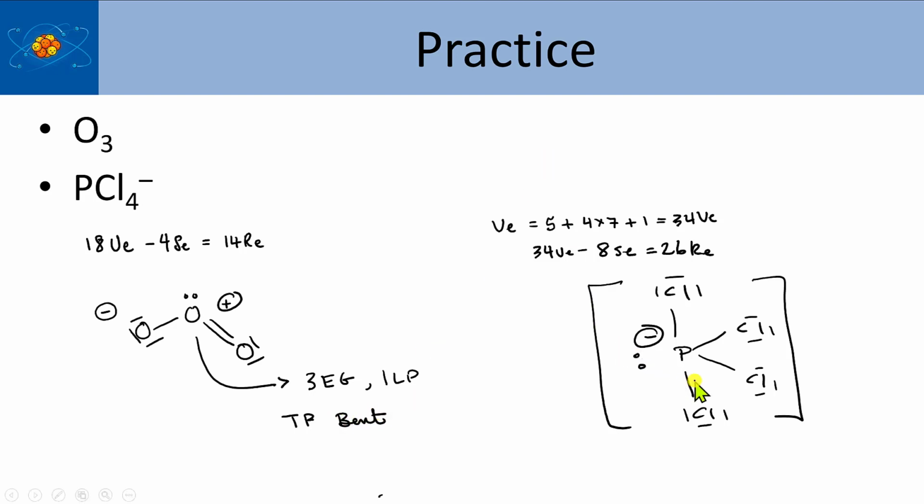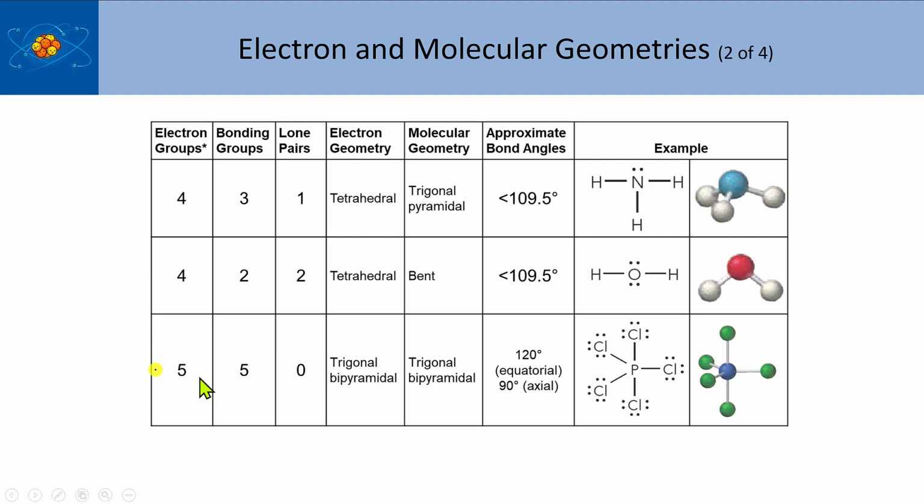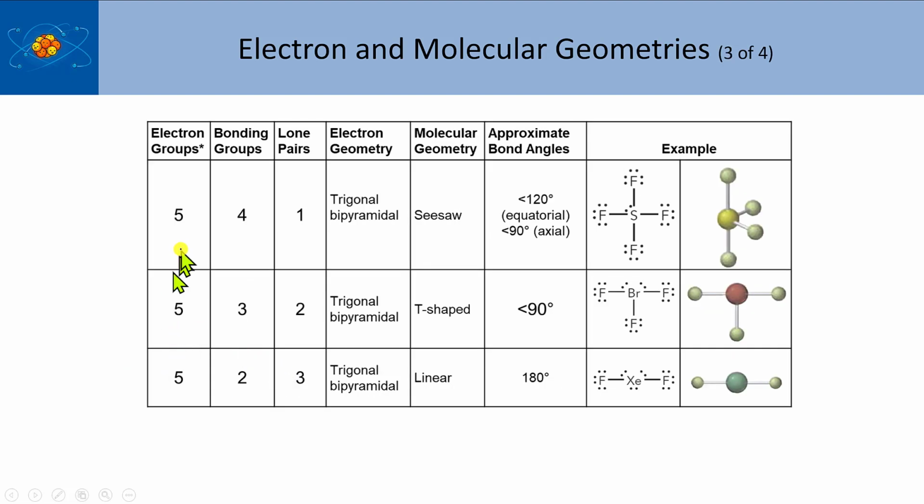Now, for the PCl4-, I have 5 electron groups on the central atom. So there's 1 as the lone pair, 2, 3, 4, 5. So 5 electron groups. There's 1 lone pair. And if you remember this shape, this is the seesaw shape. You can go back into the chart and find 5 and 0, and then 5 and 1. It's a trigonal bipyramid seesaw shape. Okay.